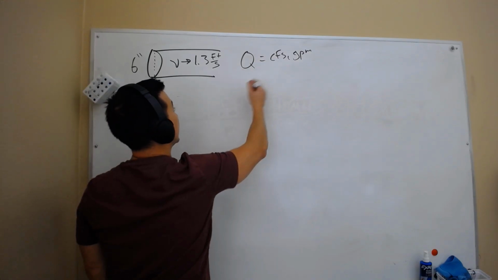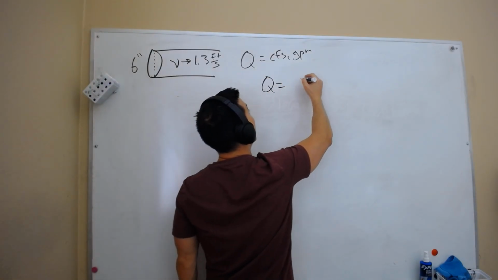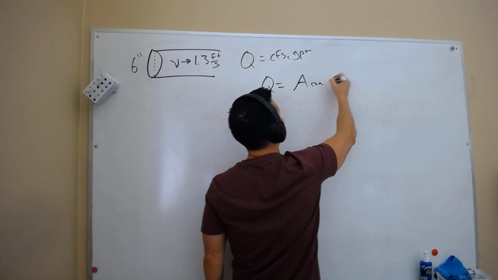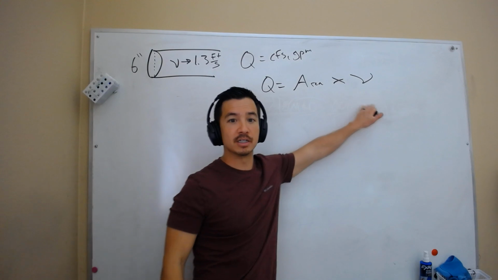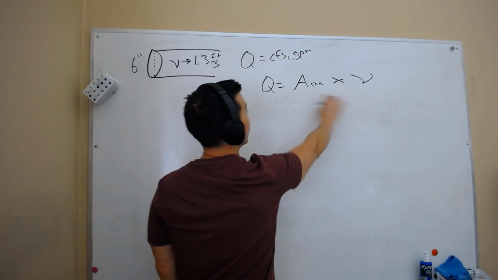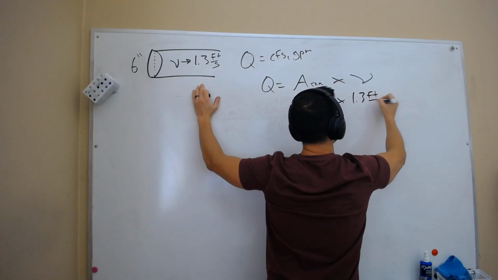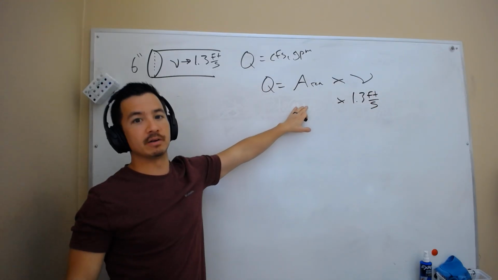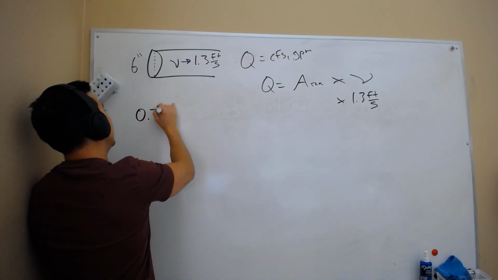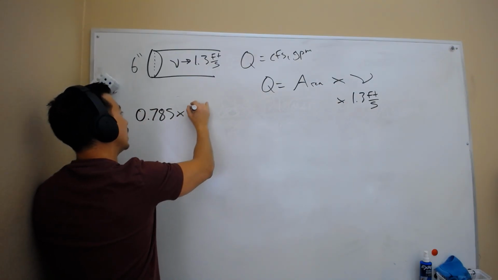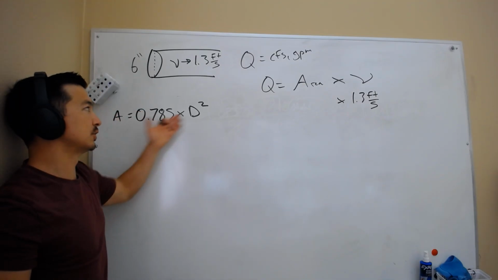So flow rate Q, what is Q equal to? Well, Q is equal to the area of our pipe times our velocity. Remember, not volume. Q equals AV, that's velocity. We're directly given velocity of 1.3 feet per second. What we're not given is the area, but thankfully we can calculate that. Remember, in water math, we're always going to use 0.785 times the diameter squared. That's how we figure out the area of our circle.